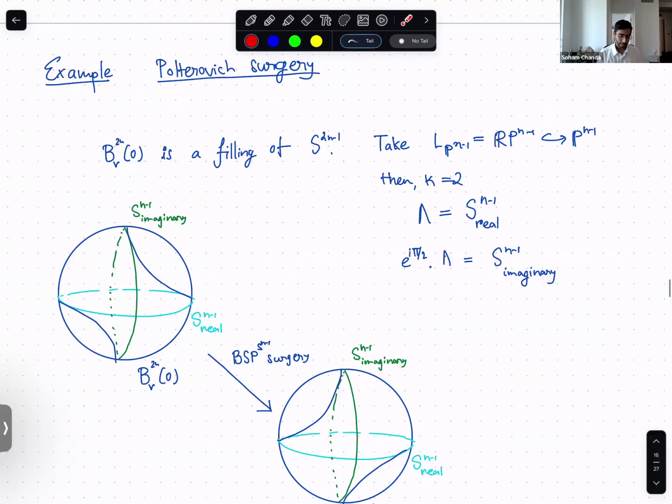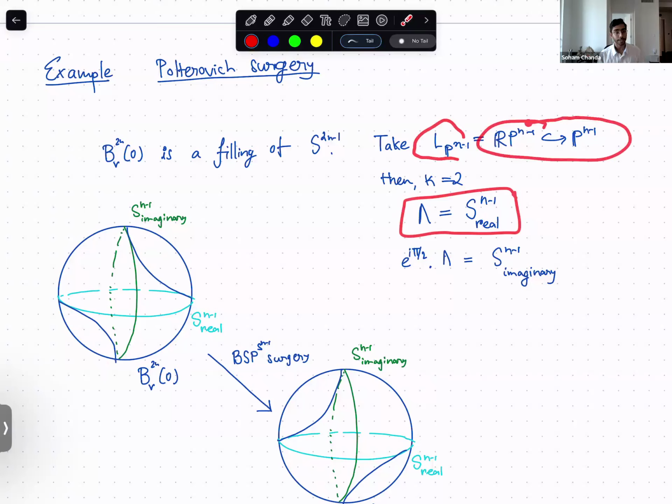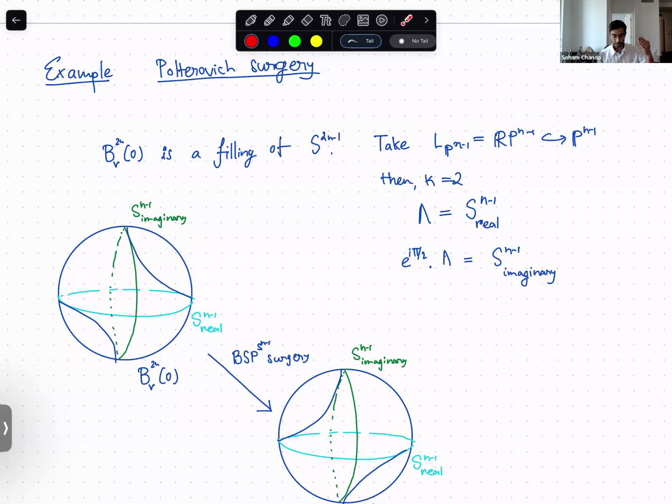And I want you to see that this poltergeist surgery can be recovered by just taking lambda to be the real thing. So to get the Legendrian lambda, you start with the real projective space inside CPN. That becomes a monotone Lagrangian inside CPN. The lift of that, the Bohr-Sommerfeld Legendrian lift, becomes a real sphere. And taking the halfway direction would be actually taking the imaginary sphere, because k will be equal to 2.